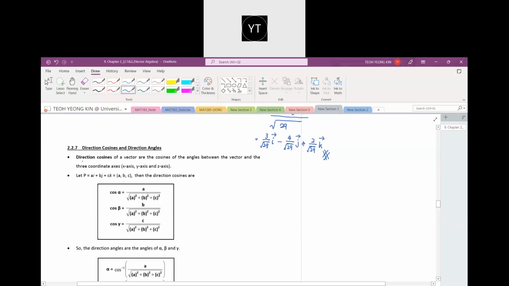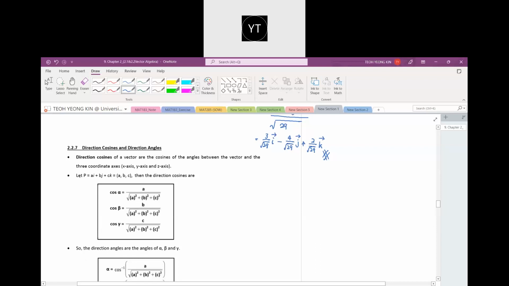So direction cosines of a vector are the cosines of the angles between the vector and the three coordinate axes: the x-axis, y-axis and z-axis. So this is the angle, the angle between the vector and the coordinate axes, the x-axis, y-axis and z-axis.